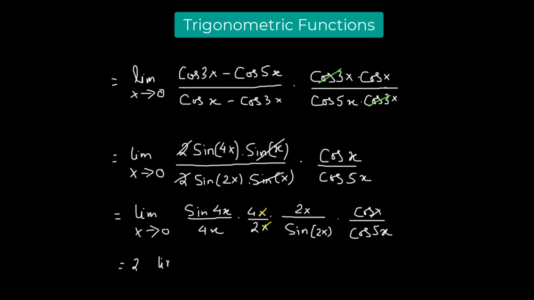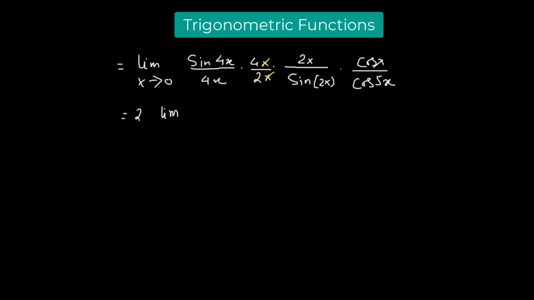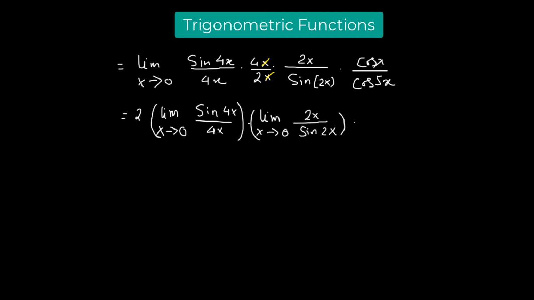So now we apply the limit individually to each of the functions. So we have limit x going to 0 of sine 4x over 4x. So this is going to be our first limit. Then we have the second limit, limit x approaching 0, of 2x over sine 2x. This is the second limit. And the third limit will be limit x approaching 0 of the sine of x divided by cosine of 5x.